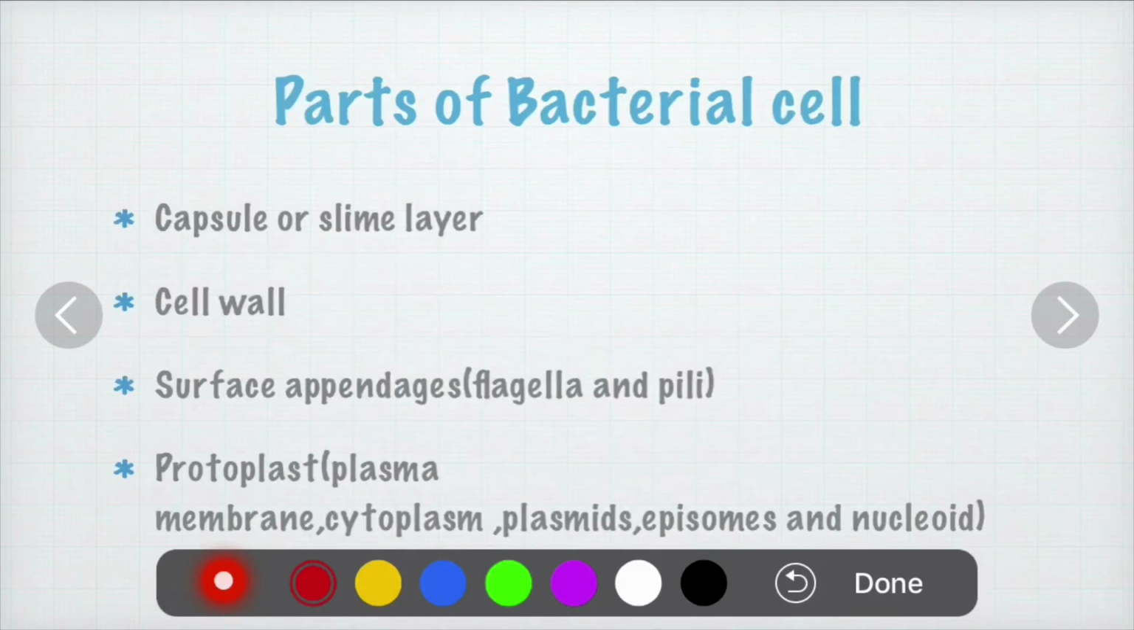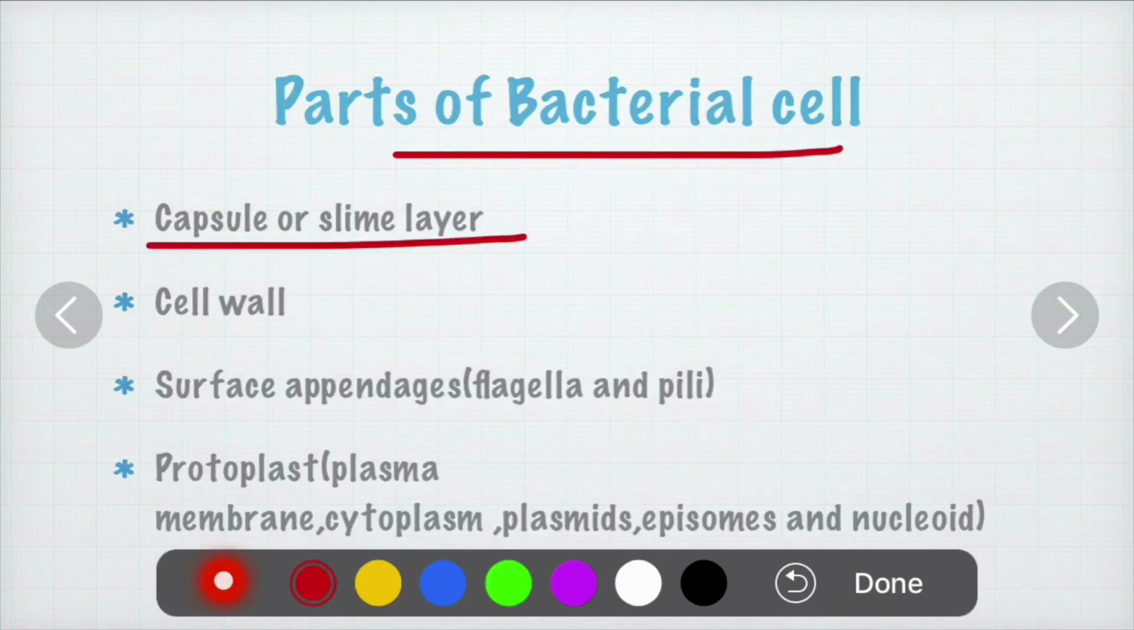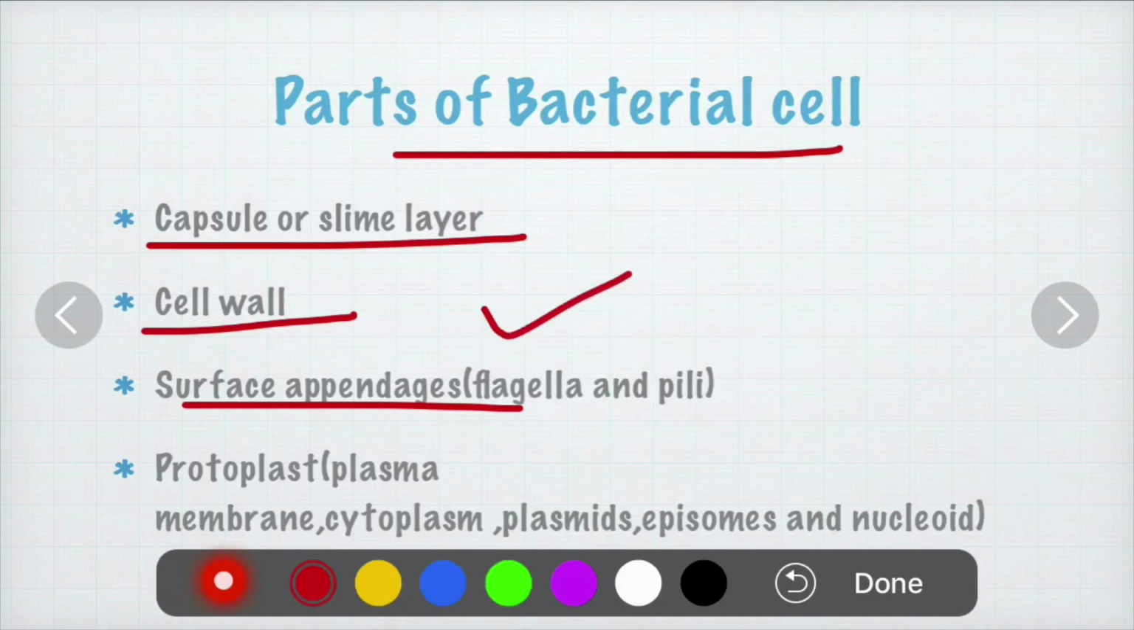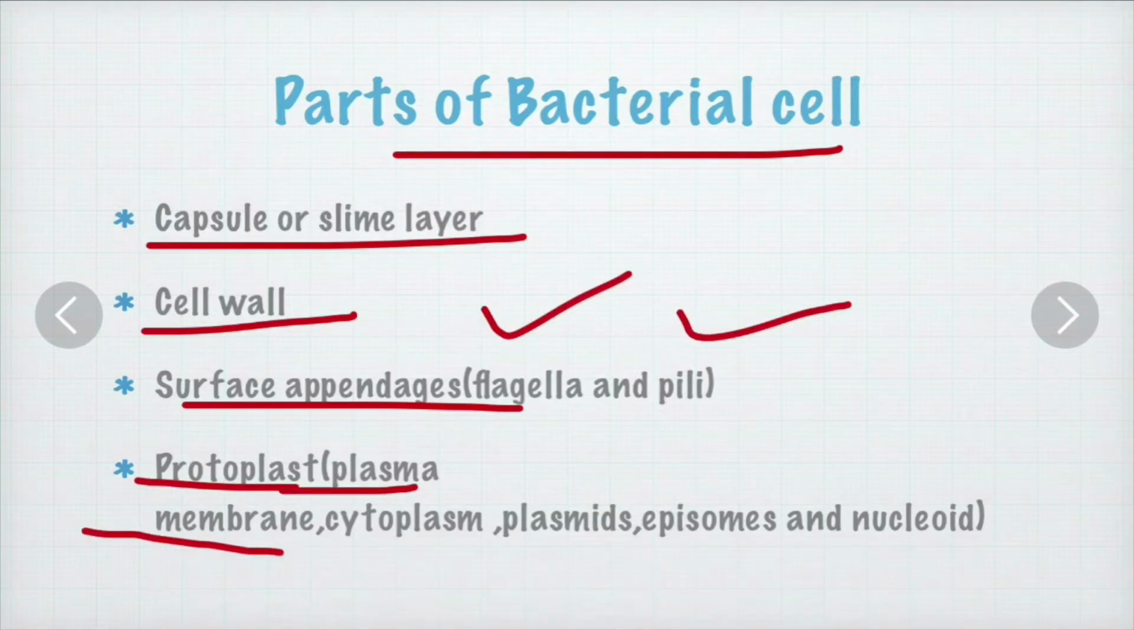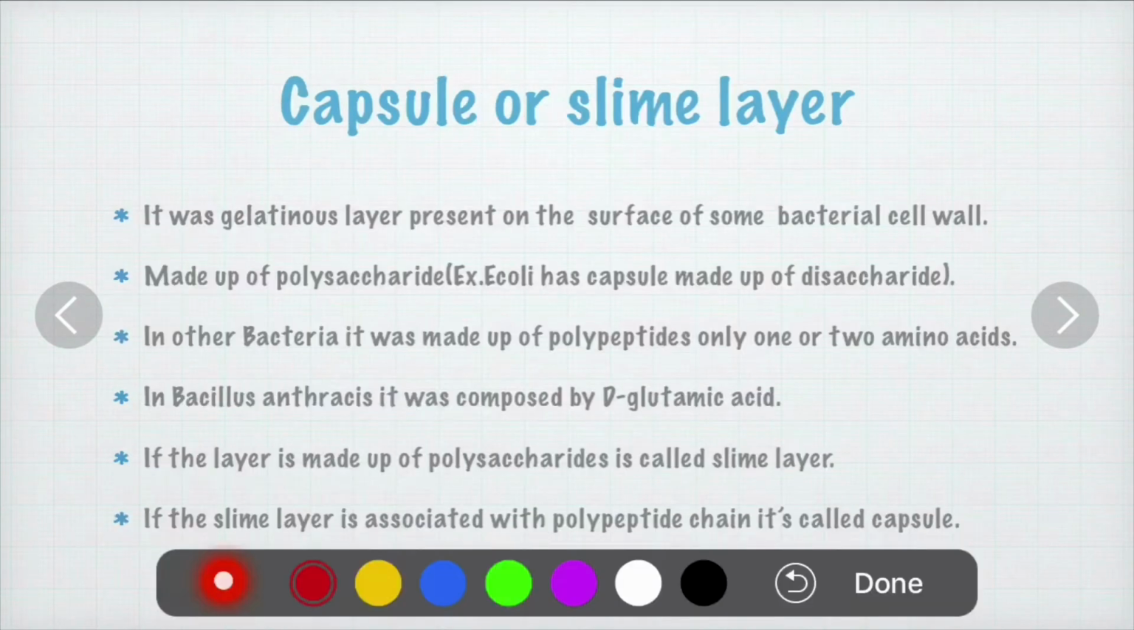Let's see the parts of the bacterial cell. The first is a capsule or a slime layer, then the cell wall, the surface appendages which consist of flagellum and pili, and the protoplast which consists of a plasma membrane, cytoplasm, plasmids, episomes, and nucleoid. First we will see capsules or slime layers.